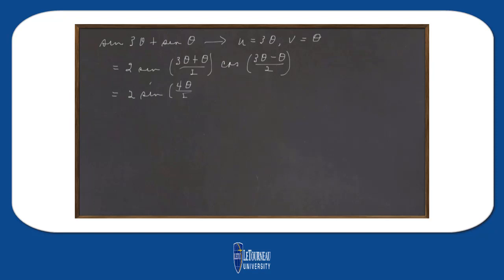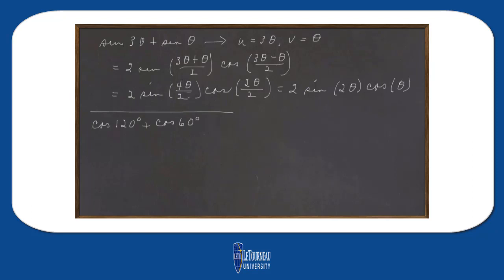Right, here we go. We've got the sine of 3 theta plus the sine of theta. So u is 3 theta, v is theta. All right, according to the formula on the previous frame, we've got the sine of (3 theta plus theta) over 2, cosine of (3 theta minus theta) over 2. So we get the sine of 2 theta times the cosine of theta, 2 times that.